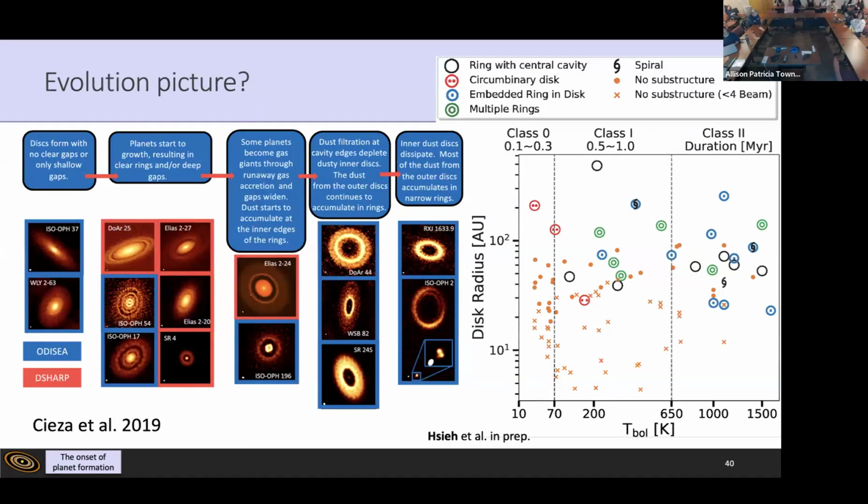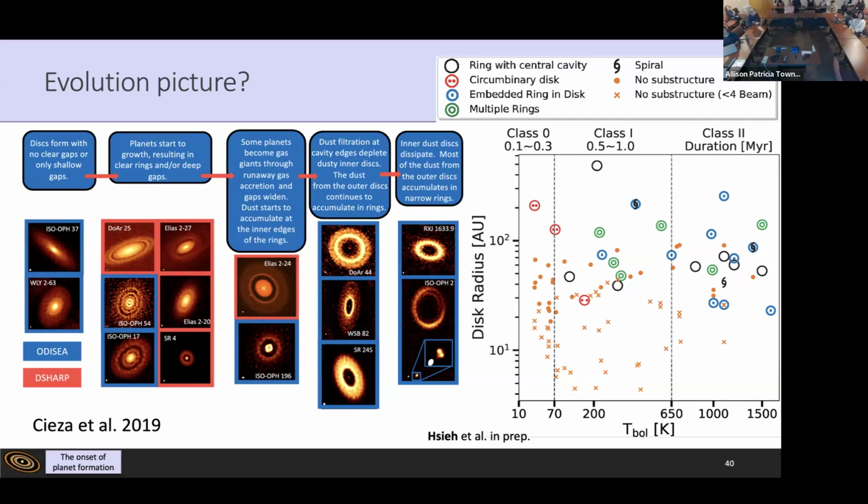So Hsieh et al. in 2019 proposed an evolutionary picture. You start with a smooth disk, and then over time you start to develop a lot of shallow substructures. You start to see a lot of rings, and then the dust starts to accumulate into one of the rings, and then you start to see these embedded rings. And over time, due to radial drift, you're left with a ring with a large central cavity.